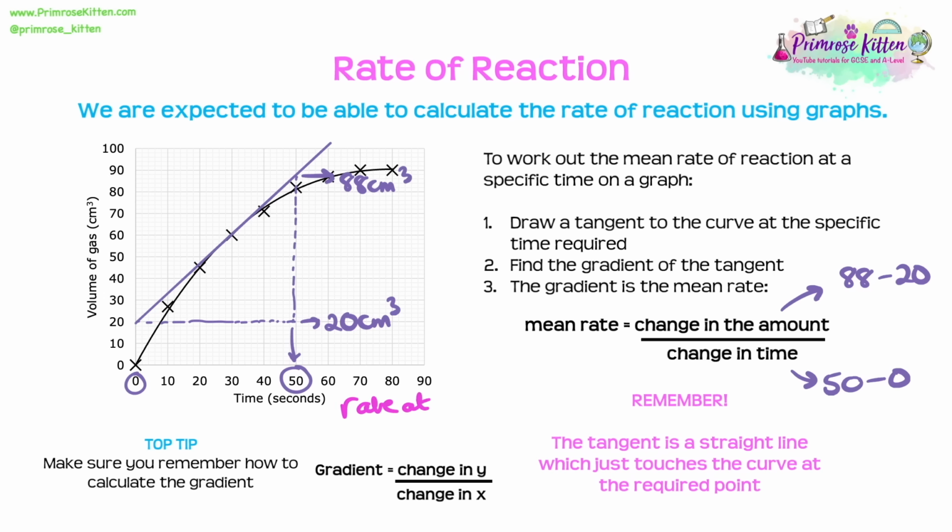So we can say that the rate at 30 seconds is equal to 68 divided by 50. And that ends up giving us, if we put that into the calculator, 1.38 centimetres cubed per second. Again, make sure that you get your units right by looking at the axes of the graph. And there we have it, that's how we do it.